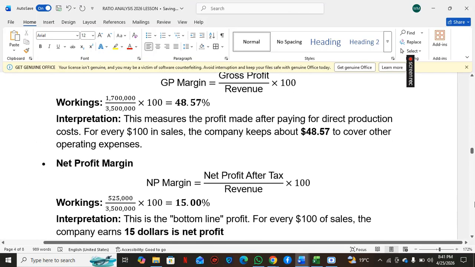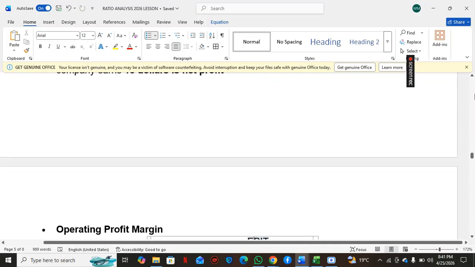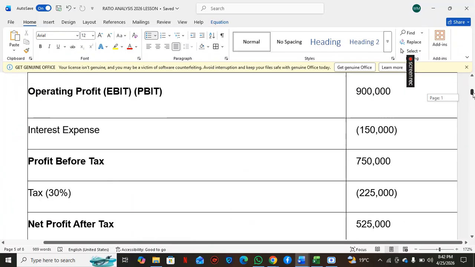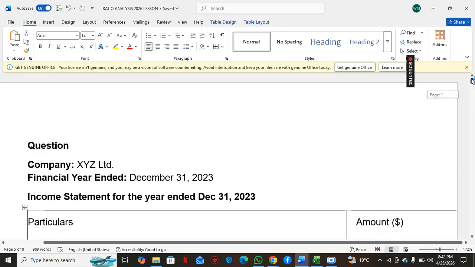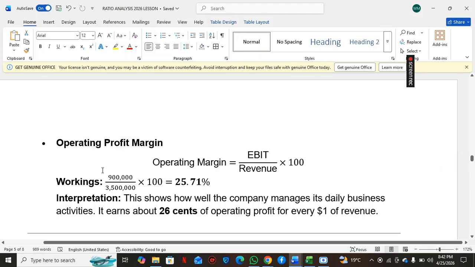So this is the formula here for operating profit margin. Your operating profit, which is your earnings before interest and taxes, over your sales revenue. In our income statement, our operating profit was 900,000. Sales revenue will still stay 3,500,000. So 900,000 divided by 3,500,000 times 100, you get 25.71%.